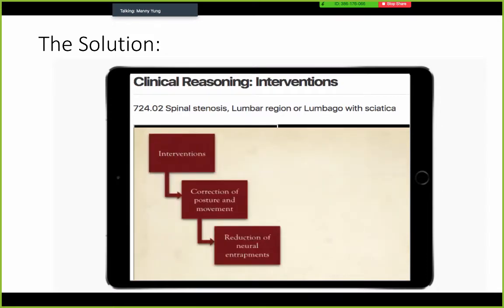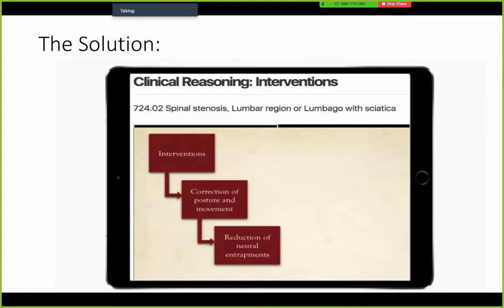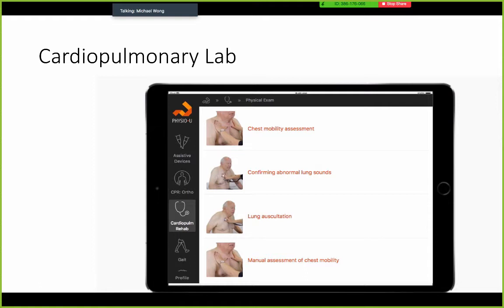And also under clinical reasoning, some of the interventions that therapists may use in the clinic may involve correction of posture, but also correction of movement. So the hip extension that's lacking is one way that we can correct our patients to help them have fewer symptoms. And beyond that, reduction of neural entrapment sites, such as what's happening in the low back with nerve irritation. Yeah, the same thing for us in our cardiopulm class.